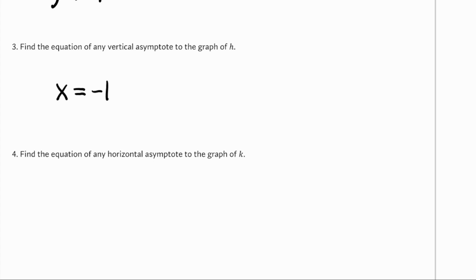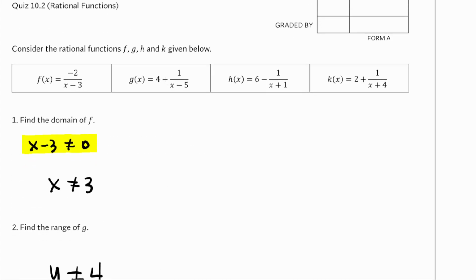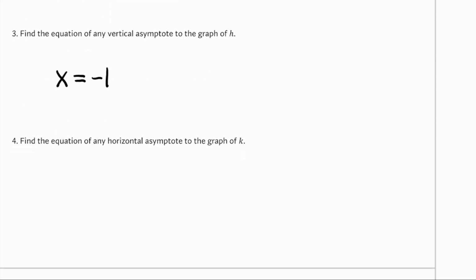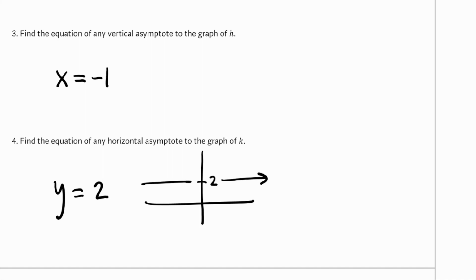And then an equation of any horizontal asymptote to the graph of k. A horizontal asymptote is what's happening to the value of y as x gets really big in one direction or another. As x gets big, like 100, 1,000, 10,000, a million, a billion, 1 over x plus 4 is getting really small, as small as you want it to be. So we can get as close to 2 plus 0 as we want, we just can't actually equal that. That's why y equals 2 is our horizontal asymptote for k. And just to remind you why it's a y equals type equation, all the points that have y coordinate 2 would form a horizontal line.